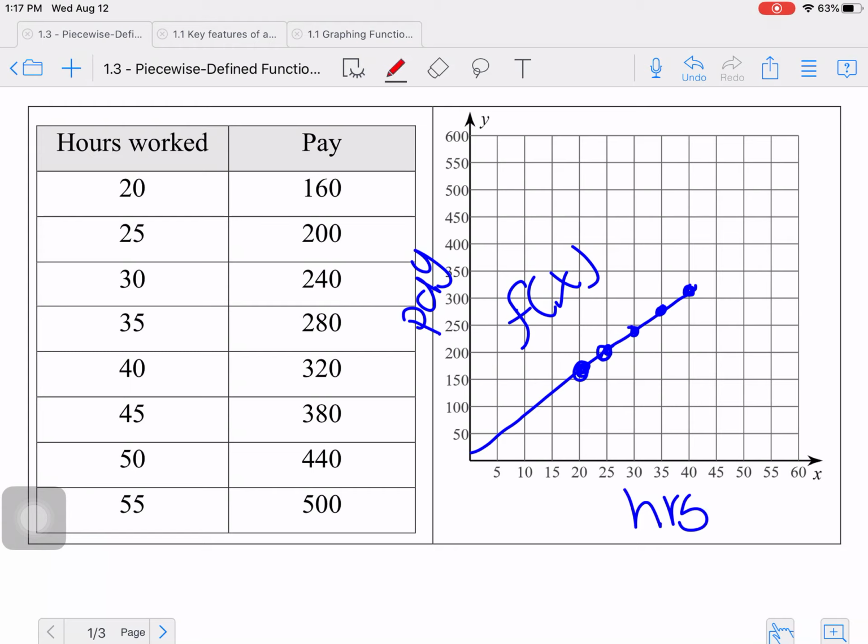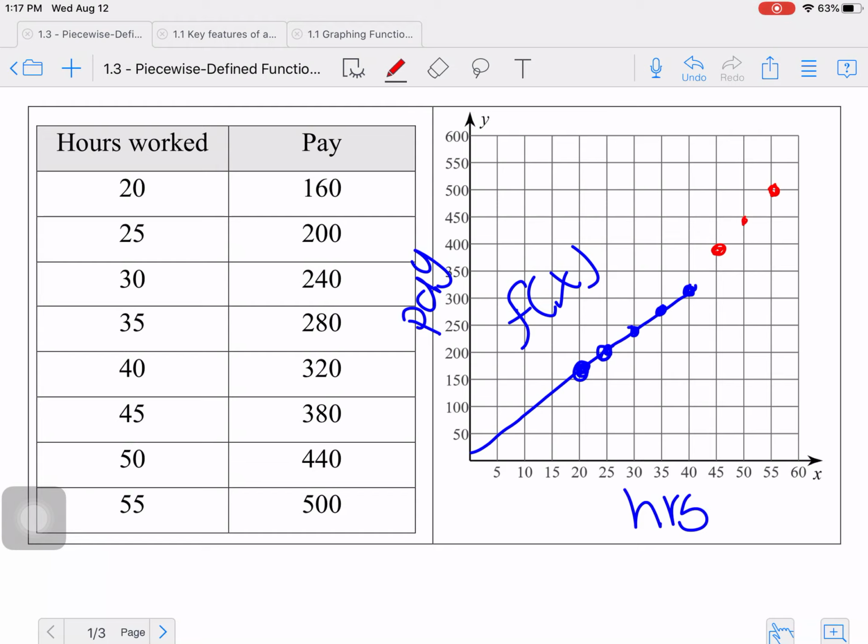Now what happens when she works overtime? Well, when she works 45 hours a week, she gets paid $380, which is somewhere over here. So for 45 hours, 380. And as you can tell already, it creates a change. For 50 hours, it's 440, which is somewhere right there. For 55 it's 500, which is somewhere right there.